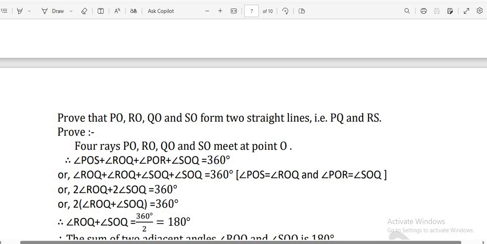Then to prove: I can tell from there that the four rays PO, RO, QO and SO meet at point O. The angle POS plus angle ROQ plus angle POR plus angle SOQ is equal to 360 degrees.